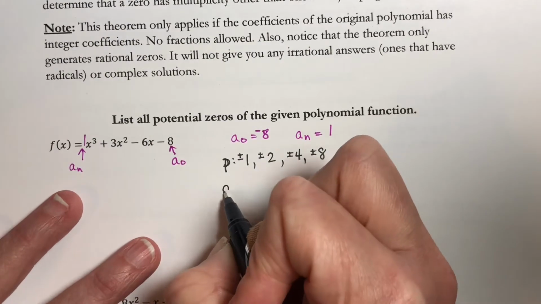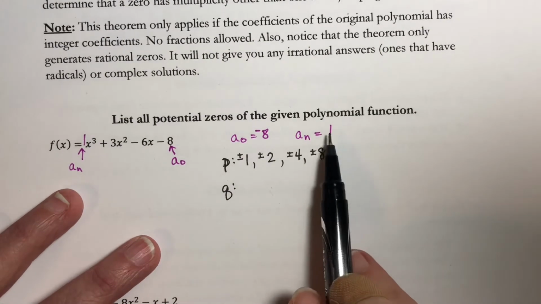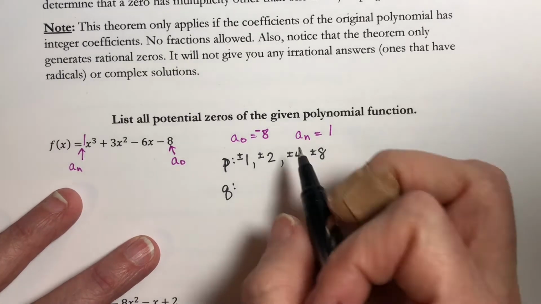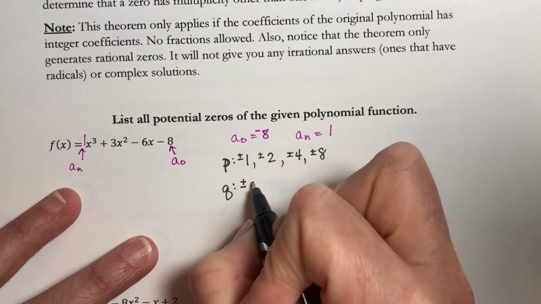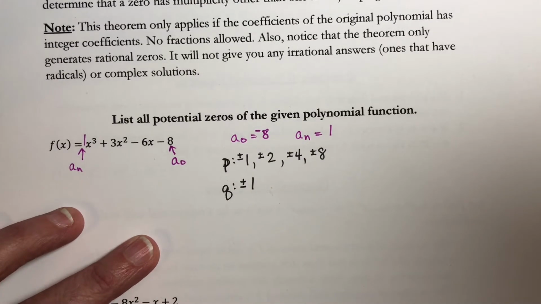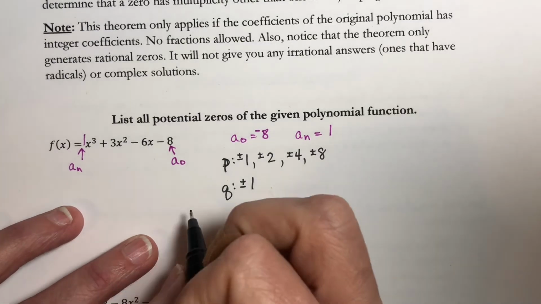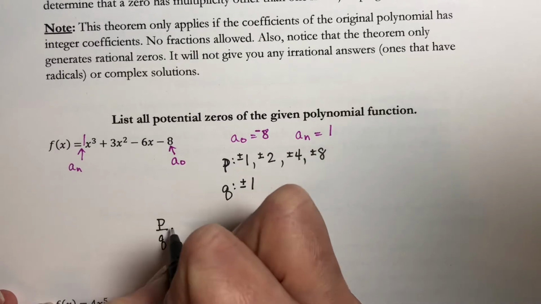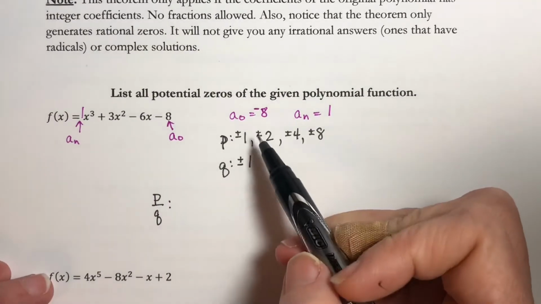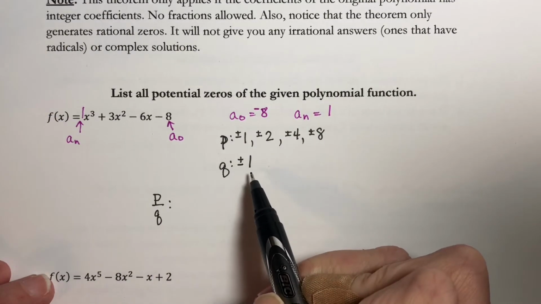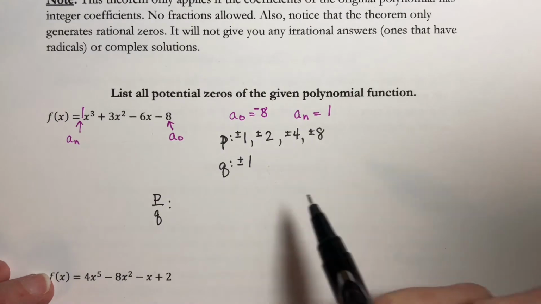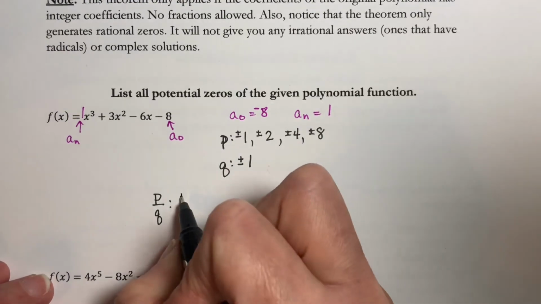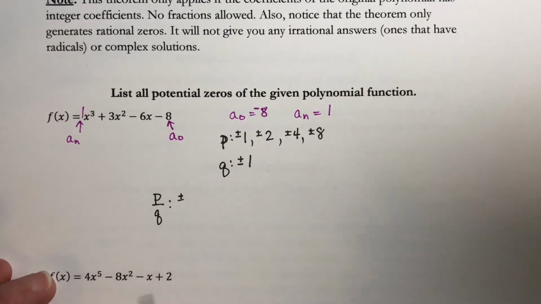Okay, now q comes from all of the possible numbers that divide evenly into your leading coefficient. Now our leading coefficient here is 1, so the only numbers that divide evenly into 1 are plus and minus 1. Okay, so if I'm just going to list my potential zeros, those are all of the p over q possibilities. And what you want to do, now granted my q I only have one possibility, but as you're doing these you want to establish a pattern so that you don't miss anything.